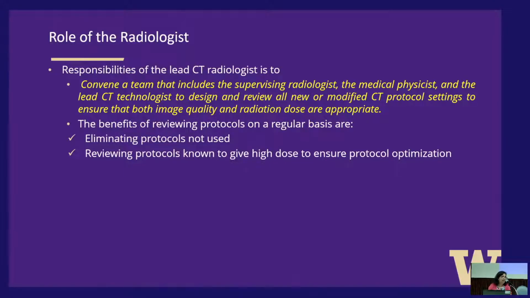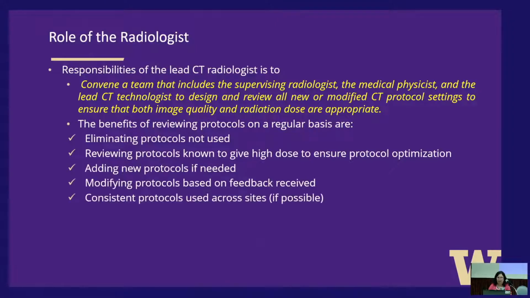We have more than 200 protocols, and the differences between protocols might be very, very little. So one goal that I have, which I tell the radiologists, is to eliminate protocols not being used. If you haven't used it in the last year, let's get rid of it. Reviewing protocols known to give high dose to ensure protocol optimization. So we have high dose protocols like brain perfusion or maybe a 3-phase or 4-phase liver or a CTA. You want to make sure those doses are reasonable.